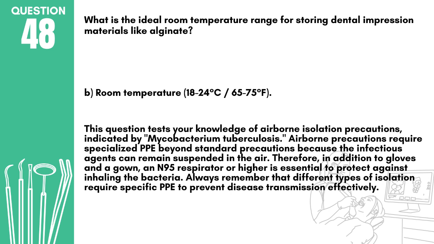Extreme temperatures, especially high heat or humidity, can degrade the material, shorten its shelf life, or alter its setting properties, leading to inaccurate impressions. For example, storing alginate powder in a hot storage closet could cause it to set too quickly and become unusable. Always remember to store your impression materials in a cool, dry place to keep them effective.